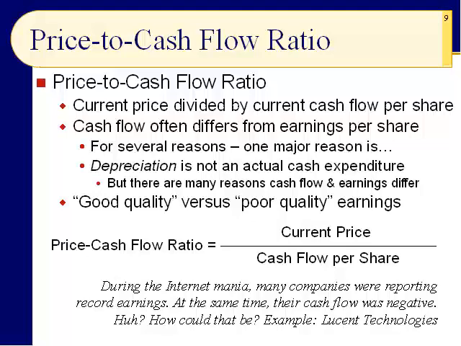Now, how can that happen? Well, this was de rigueur. This was what you saw quite a bit in the internet mania of the late 1990s. Many companies were reporting record earnings, but at the same time their cash flow was negative.